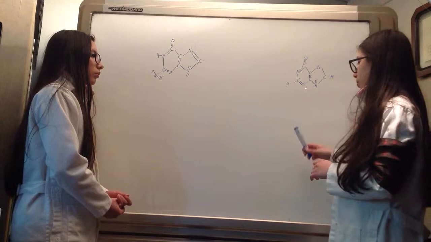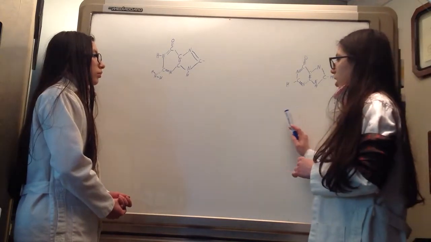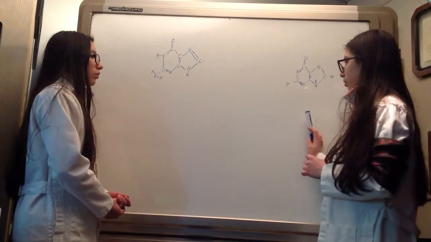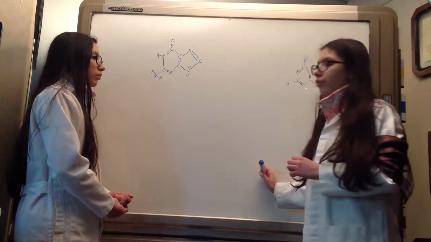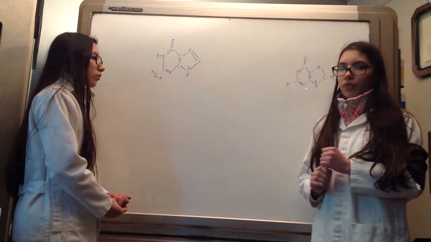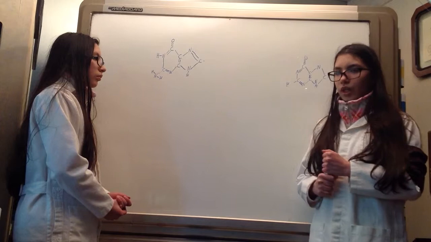And the other pathway in the salvage pathway is that we can take a free adenine of the cytoplasm, and with 5-phosphoribosyl 1-pyrophosphate, it is converted into AMP and pyrophosphate.